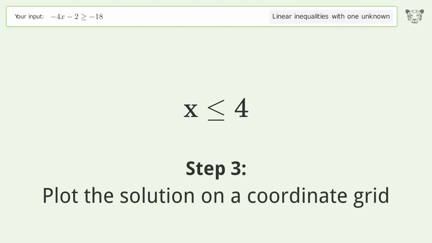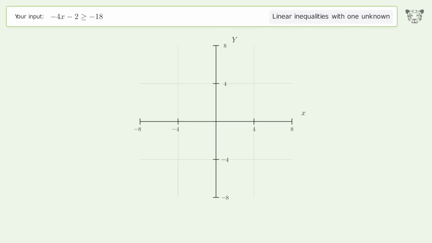Plot the solution on a coordinate grid. And so the final result is x equal or smaller than 4.